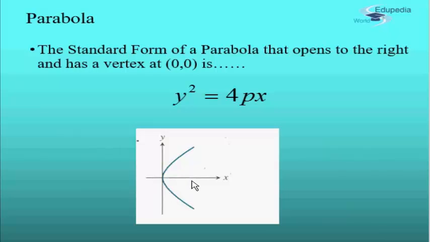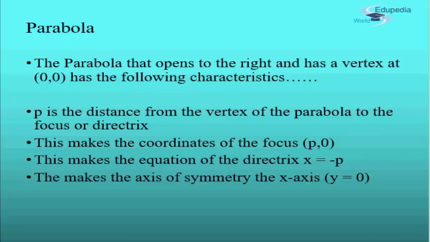So this is the line over here, that is y is equal to 0. It splits the parabola into 2. So y and x, we know that these are the coordinates. It is a positive value because it opens to the right. It is P, the distance from the focus and the directrix to the vertex. Okay, now moving on.